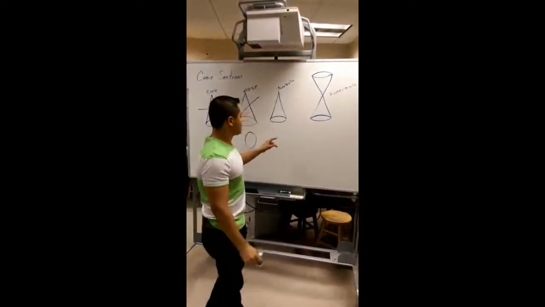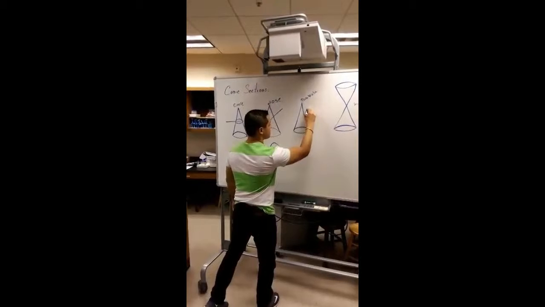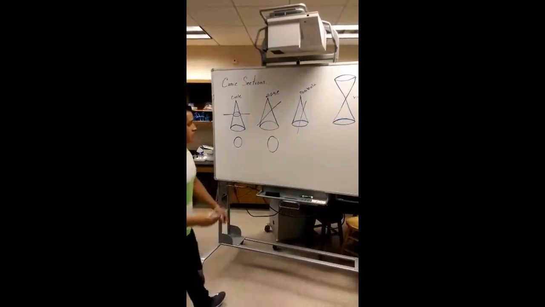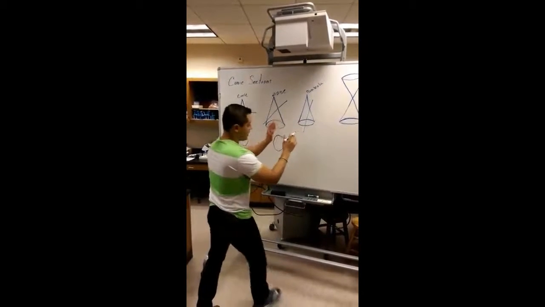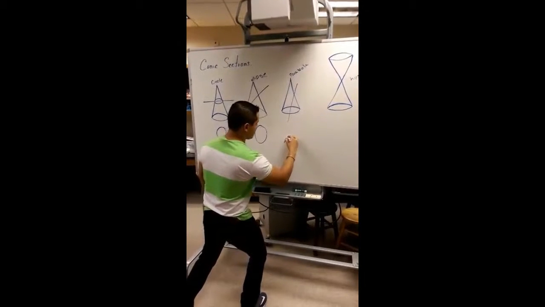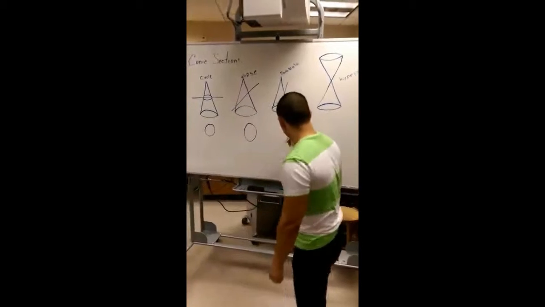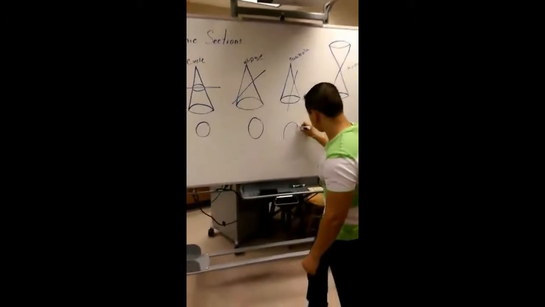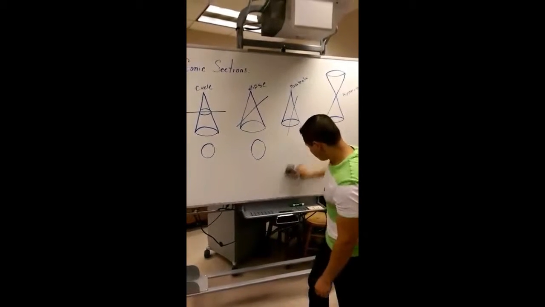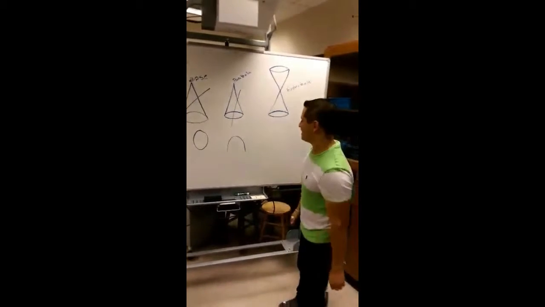For the parabola, the same thing. When we intersect it like this, we form a shape. If we turn it around, you can visualize the shape being something like this. Something like that is going to be the shape.